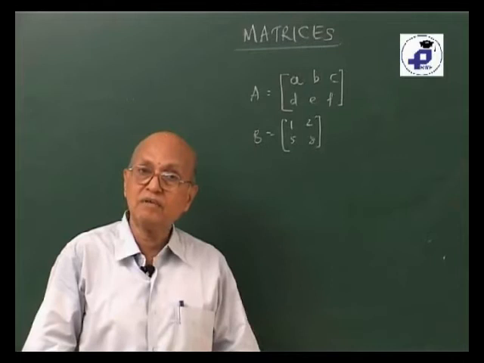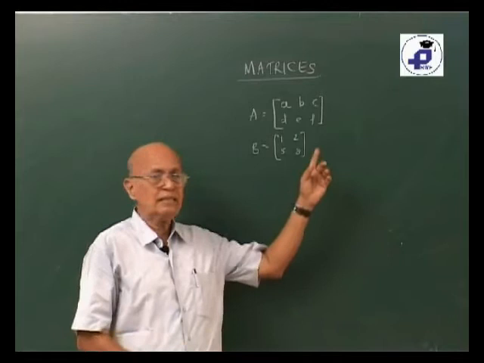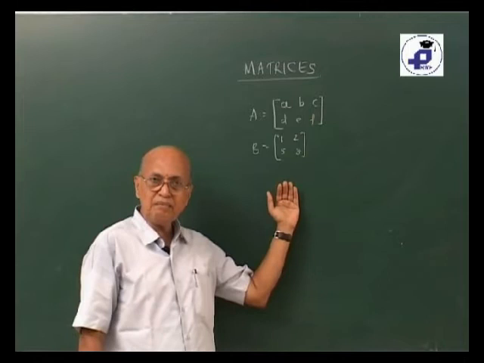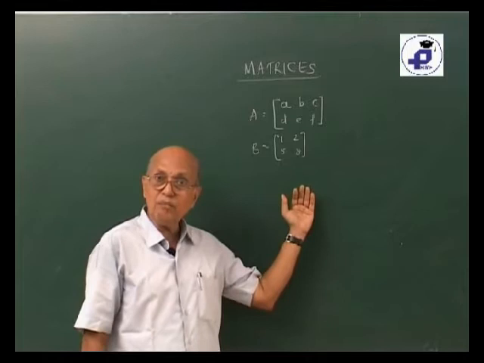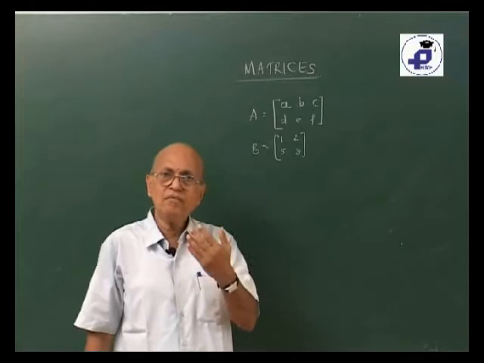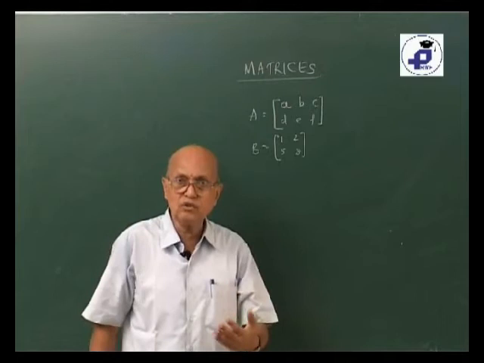What are the kinds of matrices? There are so many: a rectangular matrix like this, a square matrix, a diagonal matrix, a symmetric matrix, a zero matrix, a scalar matrix, an identity matrix, so many are there. You have already studied this in your 8th standard, therefore I don't want to reintroduce the same thing to you.